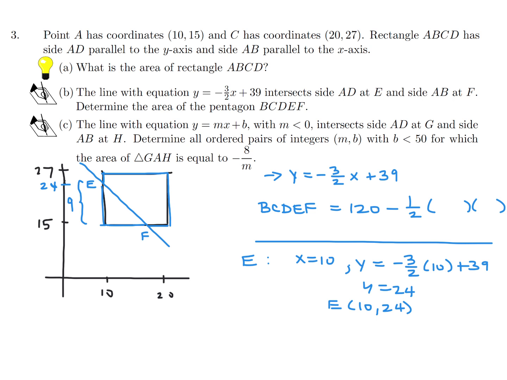Okay, and then by the same kind of idea, we calculate F. F is when y is equal to 15. So 15 is equal to minus 3 over 2x plus 39.